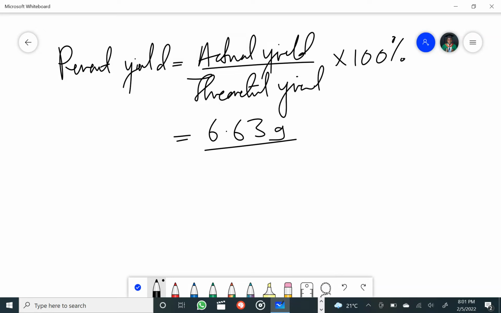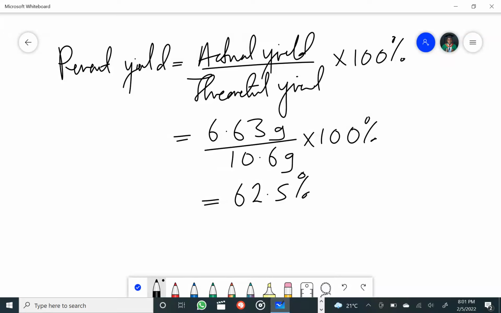So again here, the actual yield we've been told is 6.63 grams over the theoretical yield, which is 10.6 grams, times 100%. So what's the percentage? So the percentage yield gives us 62.5%. So that's the percentage yield of this particular equation. So that's a little bit fair, I would say.